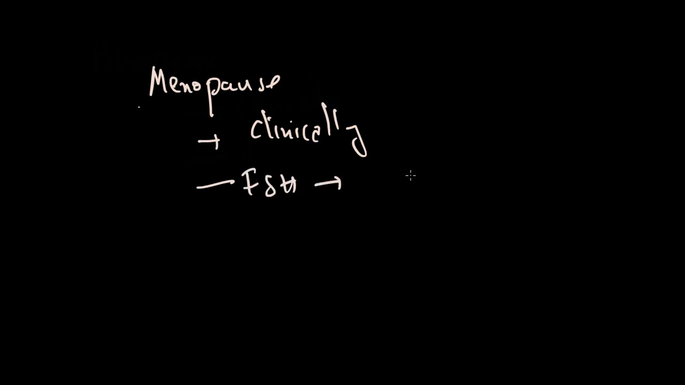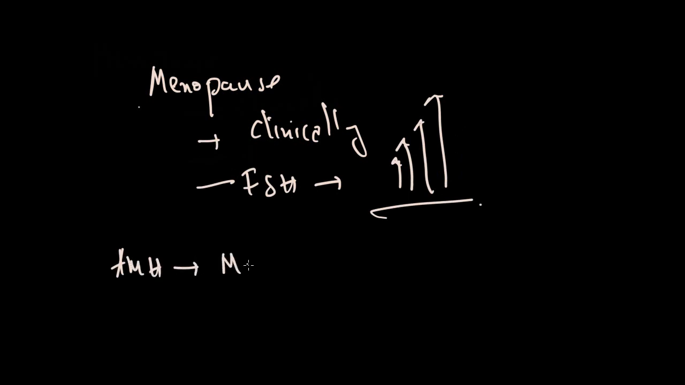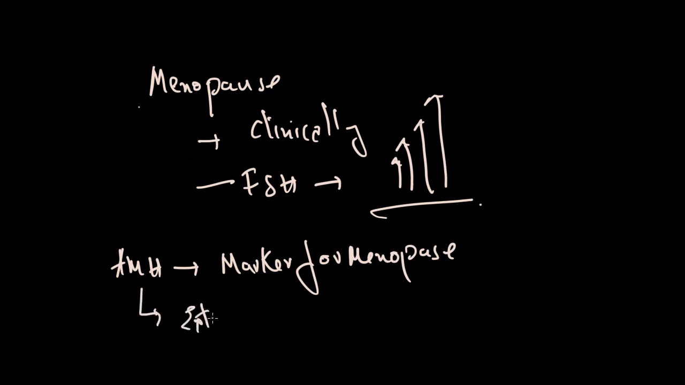Even though menopause is diagnosed clinically and by the determination of follicle stimulating hormone, FSH, in menopause follicle stimulating hormone will be extremely high. Recently AMH is also used as a marker for menopause. The levels of AMH are extremely low in menopause.